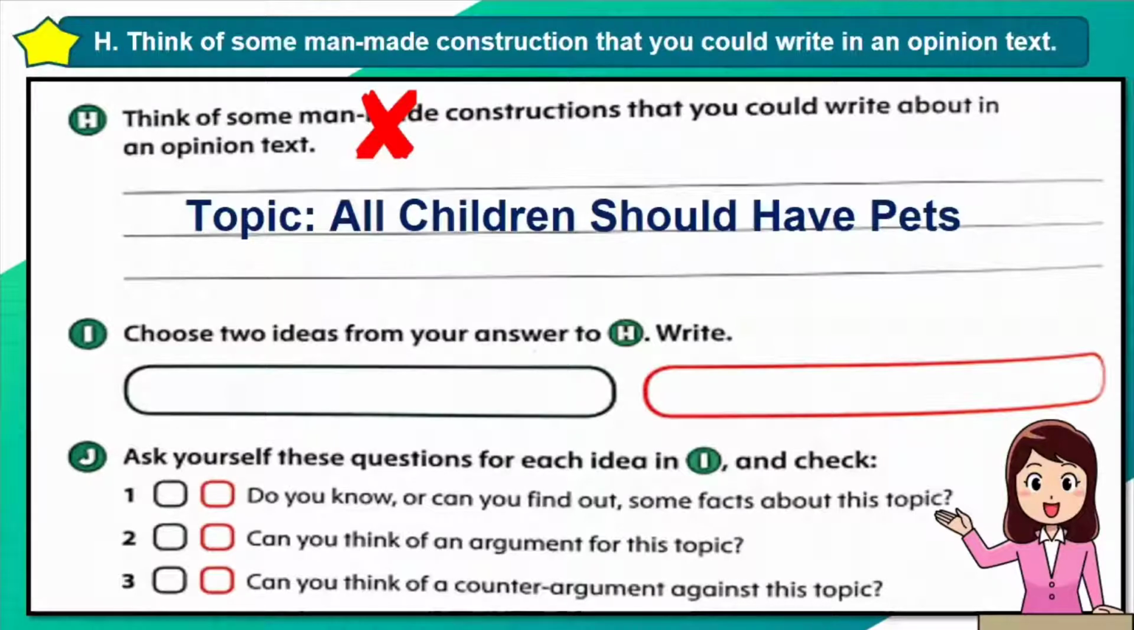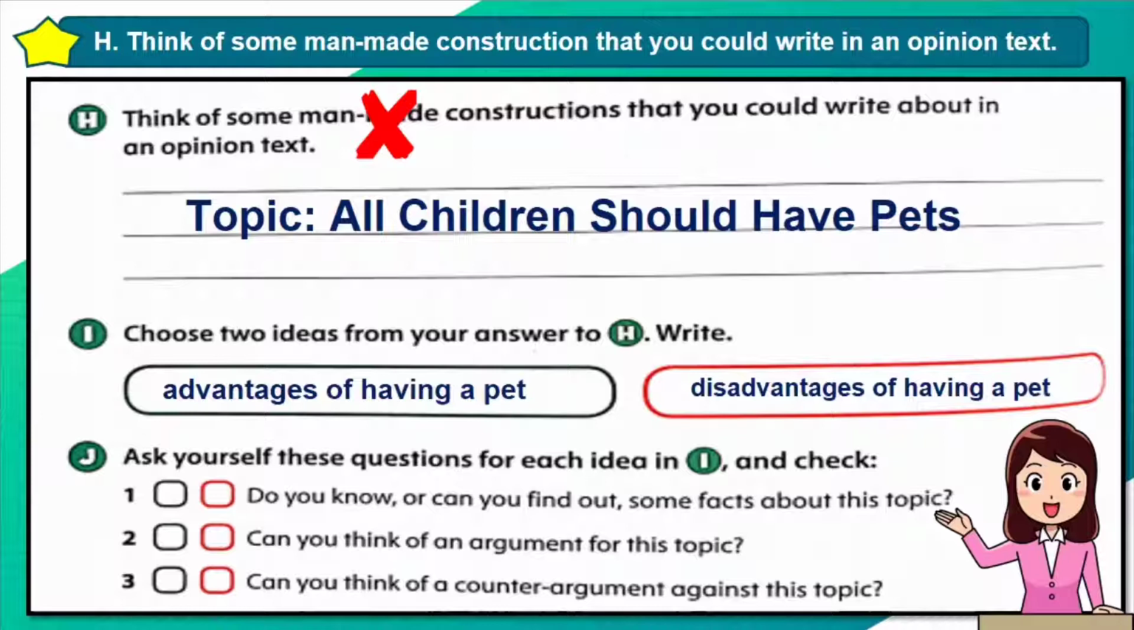So before we write the opinion text, we need to choose 2 ideas from your answer, or from your topic. So we can say, what are the advantages of having a pet? Or what are the disadvantages of having a pet? Because we are talking about argumentative text, or argument text, right? Or opinion text. So there should be a positive side and a negative side.